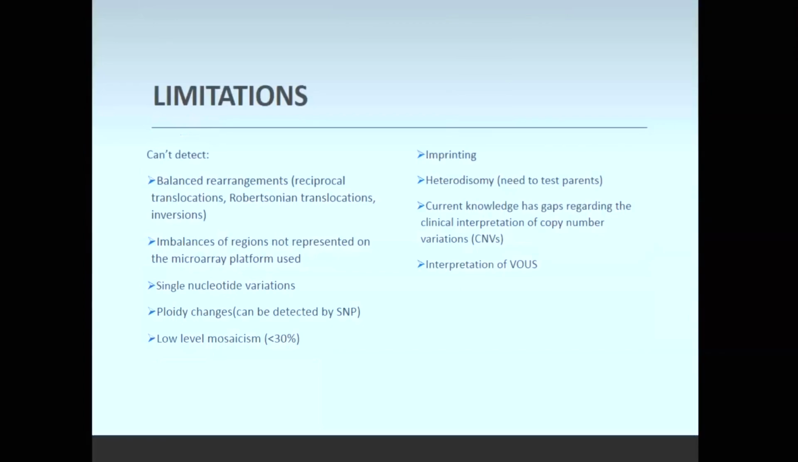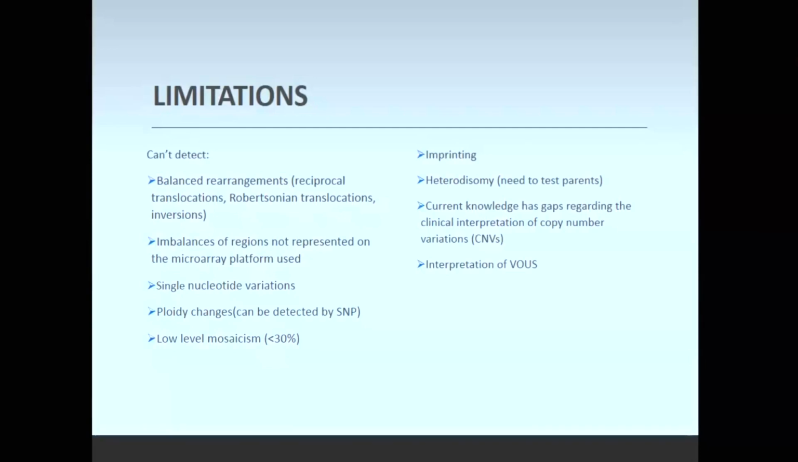The limitations of microarray include that it cannot detect balanced rearrangements. It will not detect imbalance present in regions that are not covered by that particular microarray kit. Single nucleotide variations will not be picked up by microarray; for that, we require Sanger sequencing or NGS. Polyploidy changes can be detected only by SNP microarray, not by copy number microarray. Low level mosaicism, less than 30%, will not be picked up by SNP array also. Imprinting defects will not be detected. Likewise, heterodisomy will not be detected by microarray.